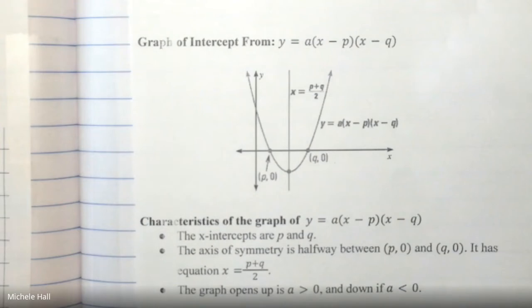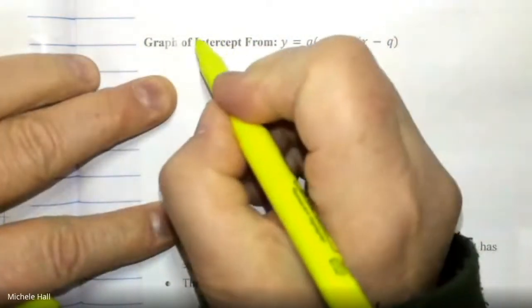The final form of quadratics that we are working with is called intercept form.